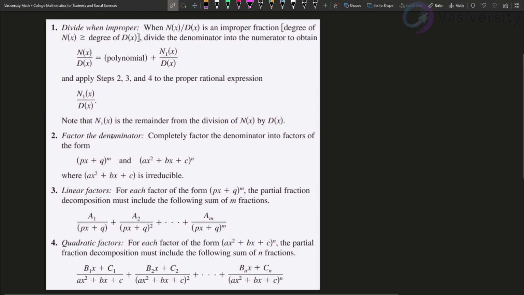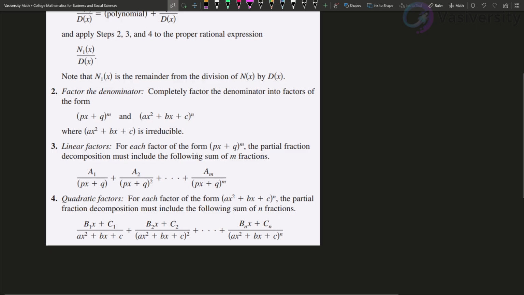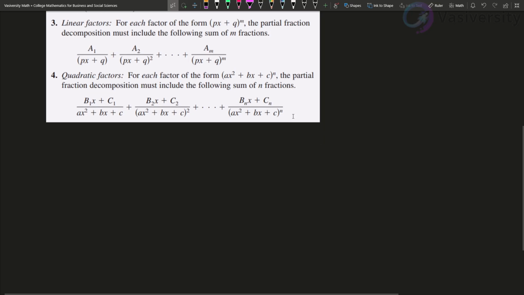Then linear factors. For each factor of the form px plus q to the power of m, the partial fraction decomposition must include the following sum of m fractions. And then a quadratic factor. For each factor of the following form, the partial fraction decomposition must include the following sum of n fractions. It's going to be much easier for us to go through the example I showed at the beginning.